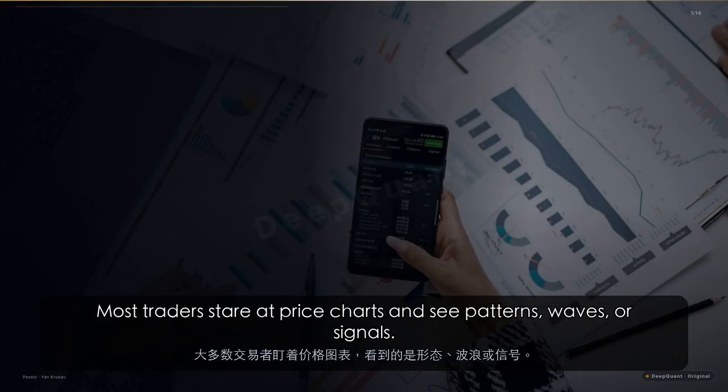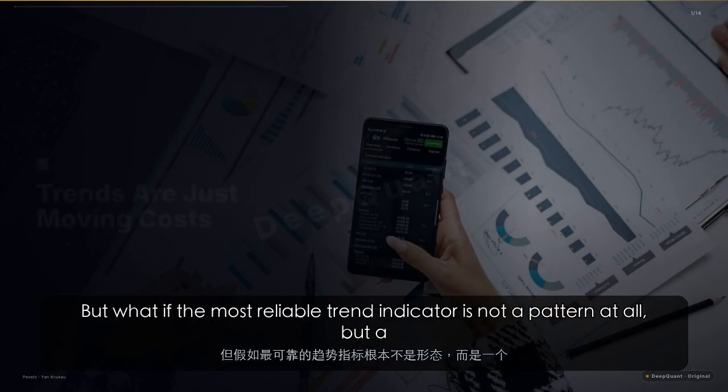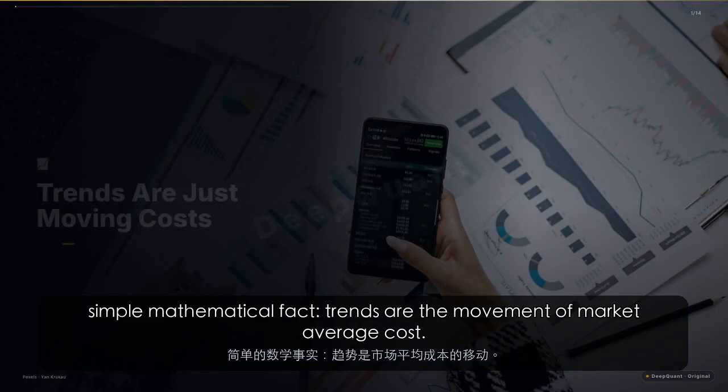Most traders stare at price charts and see patterns, waves, or signals. But what if the most reliable trend indicator is not a pattern at all, but a simple mathematical fact? Trends are the movement of market average cost.